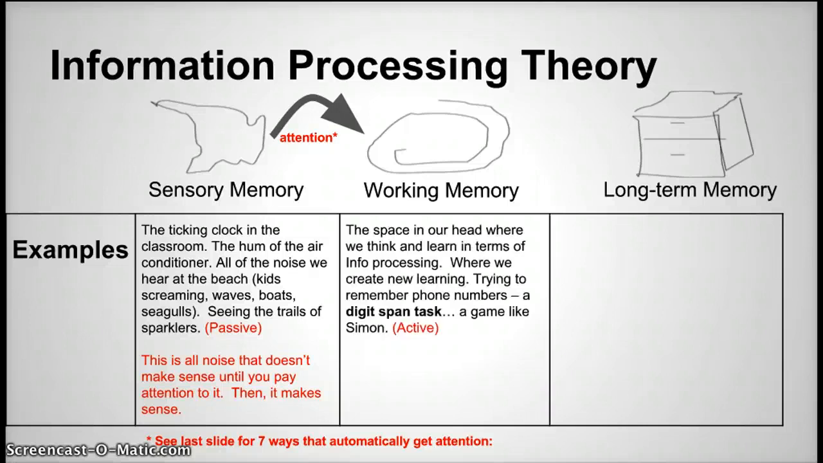The working memory, this is where our learning occurs. This is where cognition happens. Unfortunately, most of us don't know how to do this properly. We have to be taught how to learn effectively. That means learn some new information, attach it to existing or prior knowledge, and that way the learning becomes sticky. Okay, so this is an active type of memory.